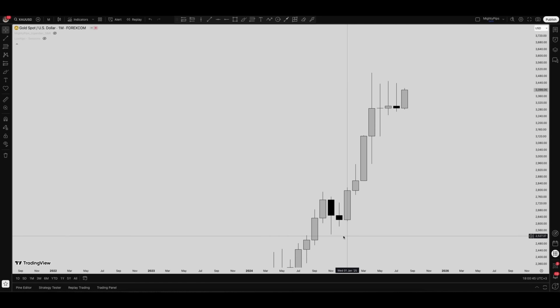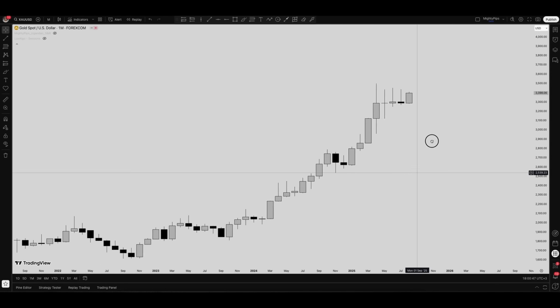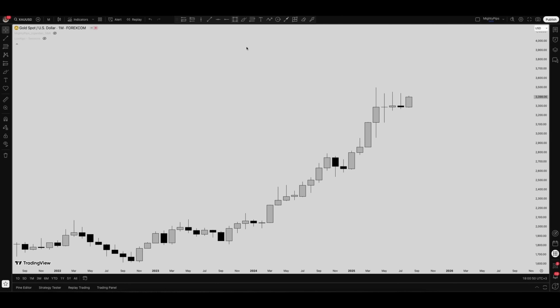Now, the monthly chart on gold is heavily bullish, as we can see here. However, we can see that the monthly chart has failed to break above this level right here. So we should be very cautious while trading around this level right here.